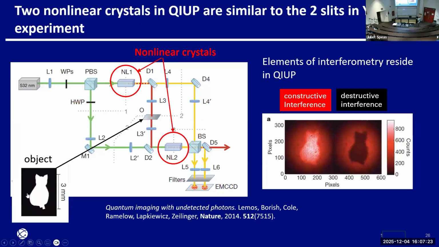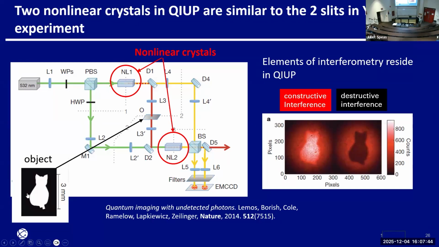But I spent a lot of time on that because the two nonlinear optical crystals in QUIP are a lot like the two slits in Young's experiment. You could have an entangled photon pair that's generated here, or an entangled photon pair that's generated here. Because you don't know which one of these two it came from, they're indistinguishable. It acts as if it came from both.